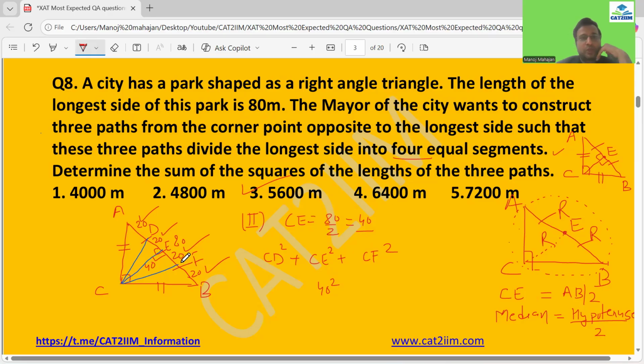Now CD square, you can use the Pythagoras. This is a right angle triangle, look, CED. So CD square would be CE square, again that is 40 square, plus DE square. Just listen to what I'm trying to say. So that is 20 square. Same if I do it for CF square in this triangle CEF: CF square would be CE square, that is 40 square, plus EF square, that is 20 square. So if I calculate, this is 2000, this is 1600, this is 2000. So what do I get? 5600. So you would have loved this approach, right?